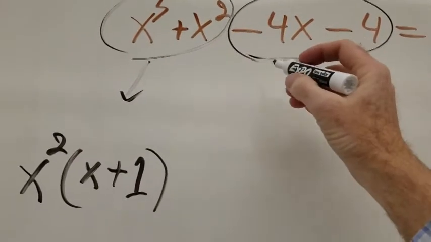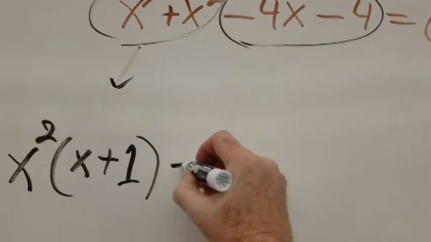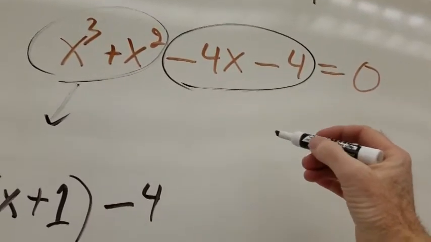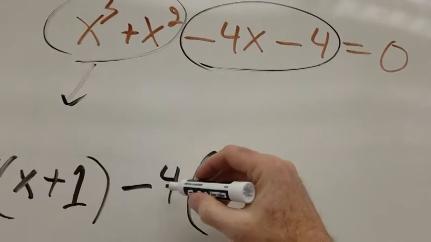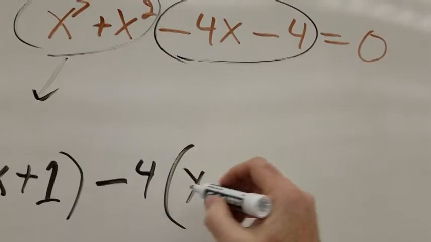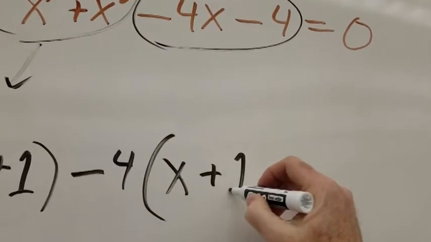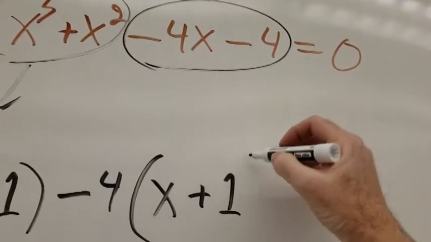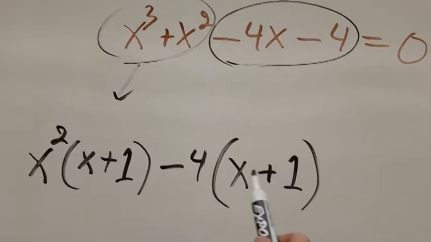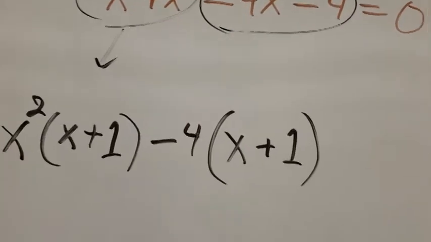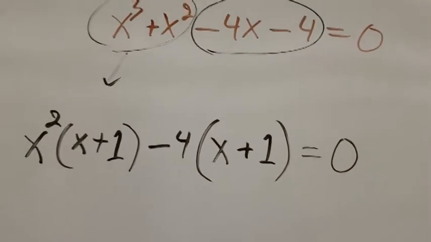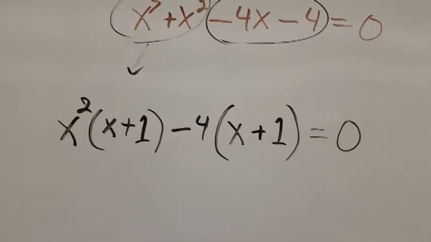Now I want to pull out the negative, and I want to pull out a 4, negative 4 from these. And negative 4 times an x gives me 4x. And a negative times a positive 1 gives me a negative 4. And notice how these two are the same. They'll always be the same. And you always want to pull out a negative value if you can. So there we go. We've factored by grouping, and we're getting there.